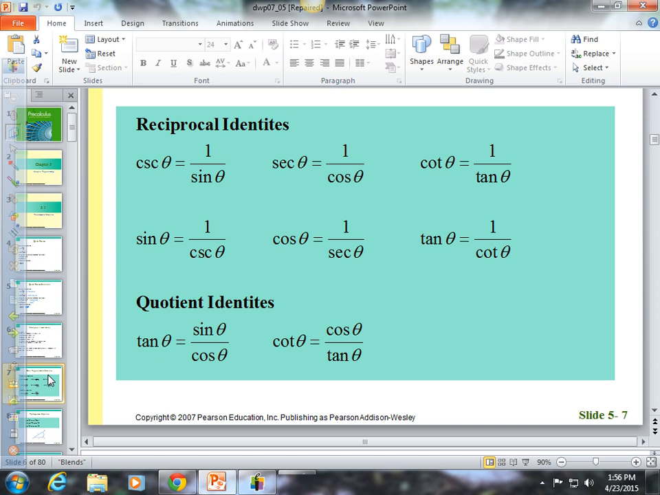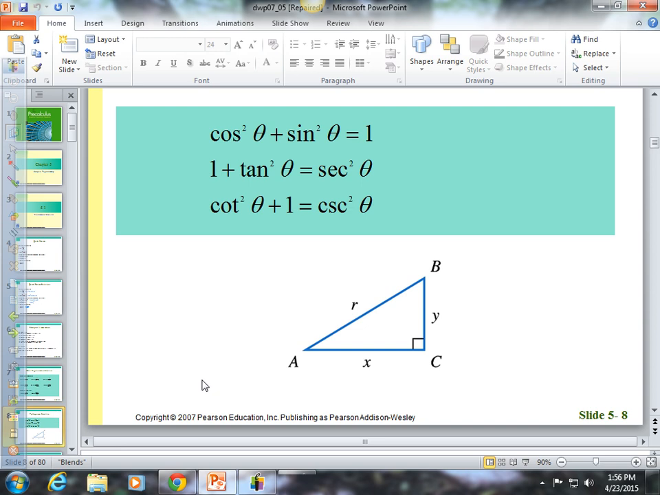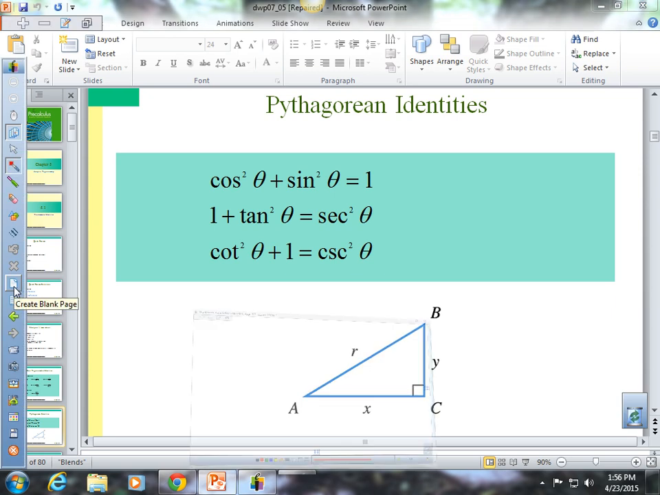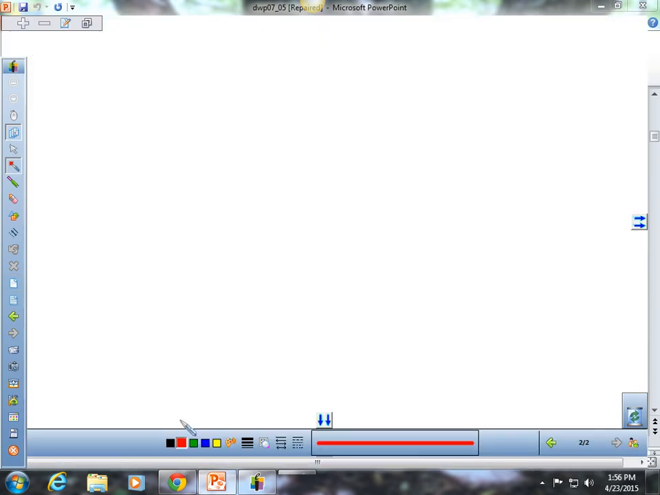Okay? The quotient identities, any question on the quotient identities? Okay. Comfortable with everything that's up here? Question on anything that's up here? Good with those? Okay, so going from the reciprocal and quotient identities into the Pythagorean identities. Now, where does the Pythagorean identity come from? Well, the Pythagorean identities come from, I'm going to bring you back to the unit circle.